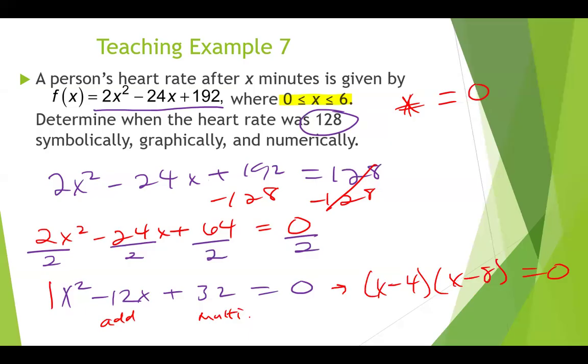And because it's now just simple factors, all I'm asking is, what would x have to be to make this equal to 0? So my two solutions would be x equals 4 and x equals 8. Now, in regards to this problem, though, it gave us a domain restriction. Our domain restriction is from 0 to 6. So which one of our x values fits in our domain?